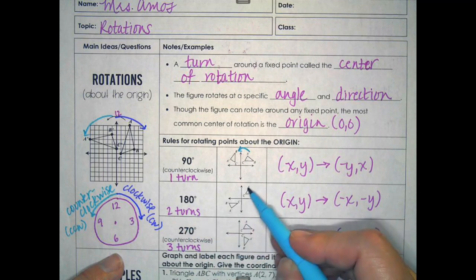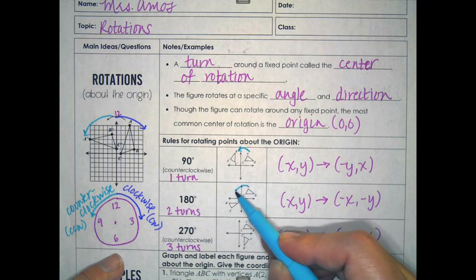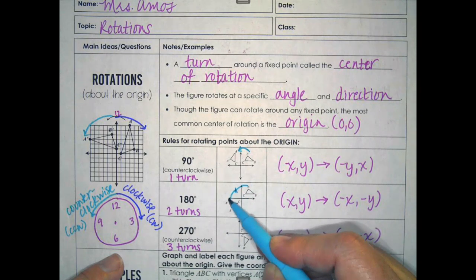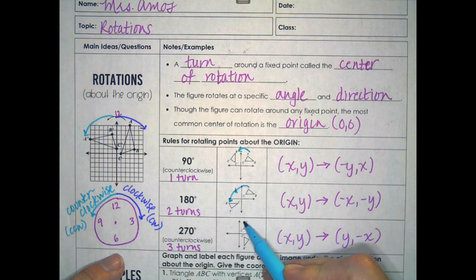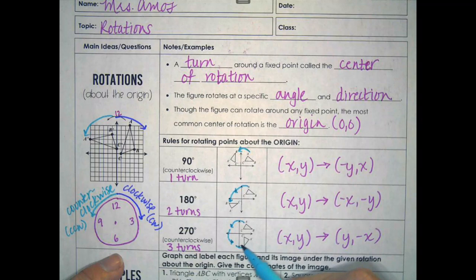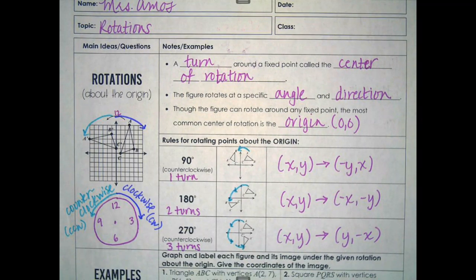So if we were to start here and go 1, 2, that brings us here. And then 270 degrees counterclockwise would be 3 turns. So you go 1, 2, 3. You're going to take that 12 o'clock, which is the top of your y-axis, and you're going to turn your graph.